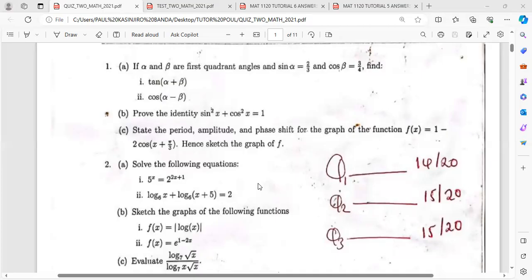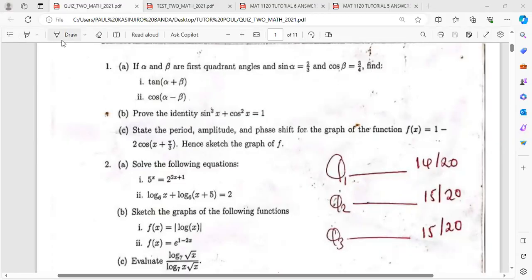The first thing to do when you're given a trig function is to interpret the equation that you've been given. From the equation, you come up with the period, then the amplitude, and then the phase shift. After coming up with all that, that's when you can sketch your graph. So move like that.